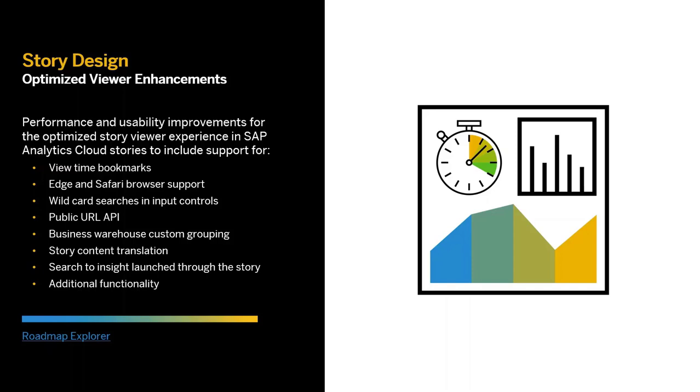We have added on or extended the functionality that is supported with optimized view mode with the following. The optimized view mode now supports viewing bookmarks that have been created previously. We now support Edge and Safari browsers, wildcard searches for input controls, as well as public URL APIs. We also support BW custom grouping that is available in view mode. We support story content translation, search to insight launch from the story, and other additional functionality supported now with optimized view mode in QRC4. To learn more about this, please follow the link to the Roadmap Explorer, where there's more detail you can find about what are the latest enhancements we have made with optimized view mode in QRC4.